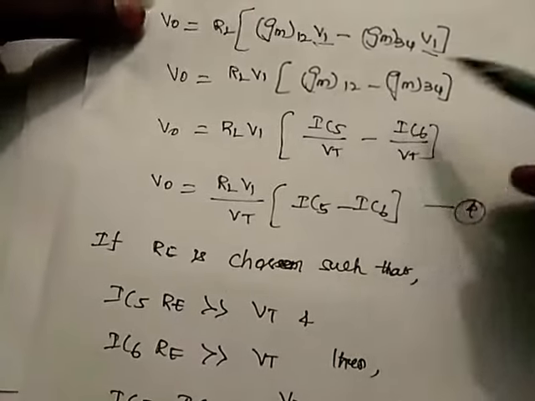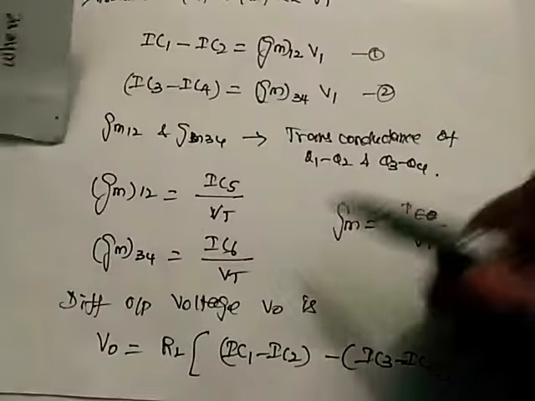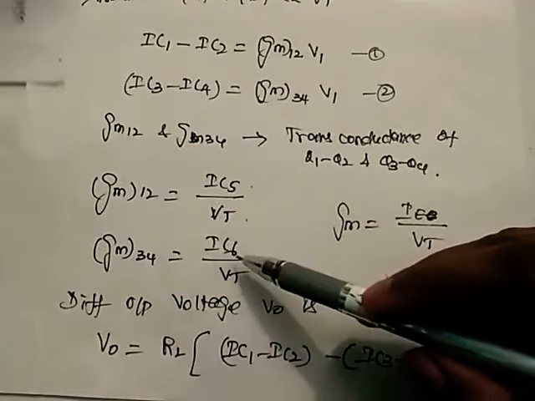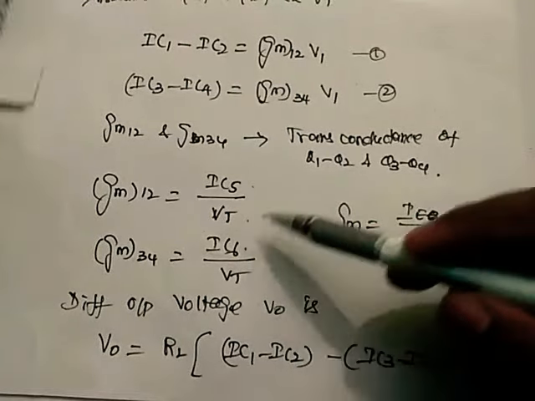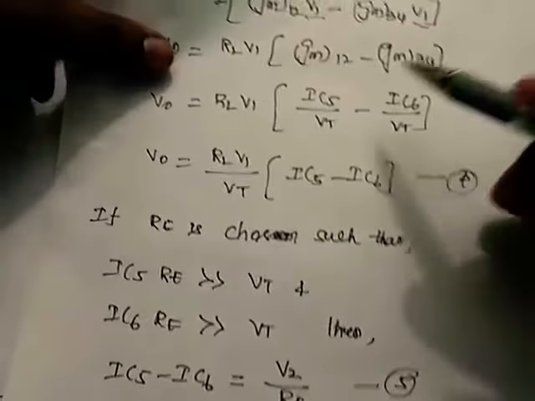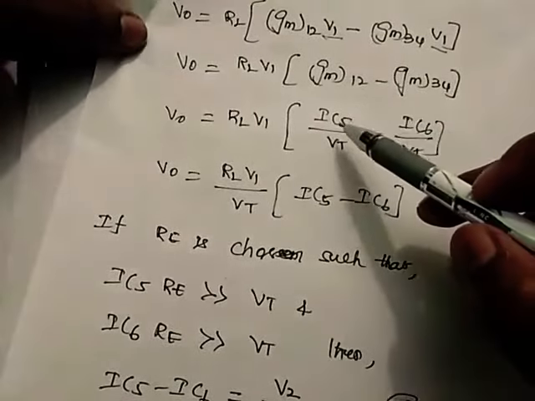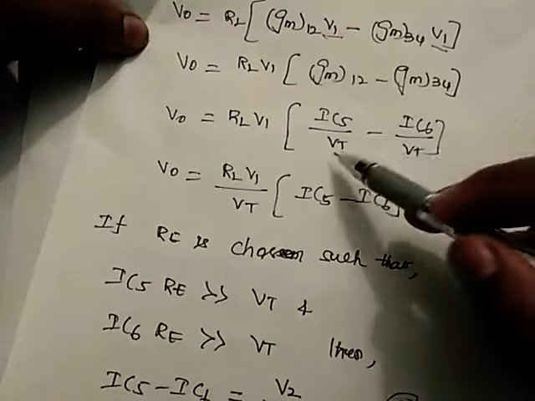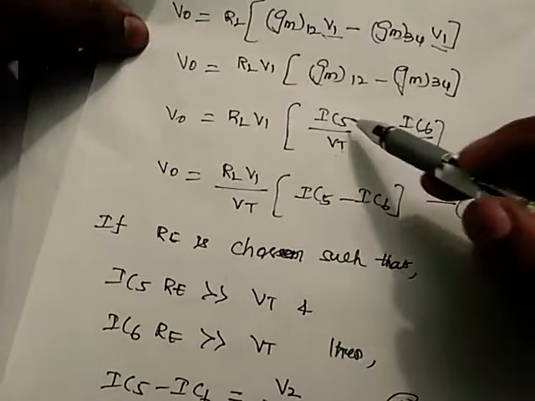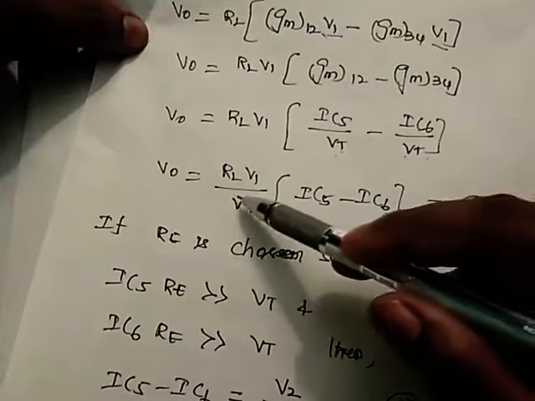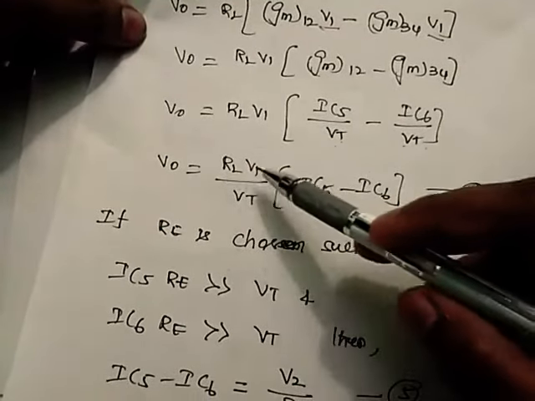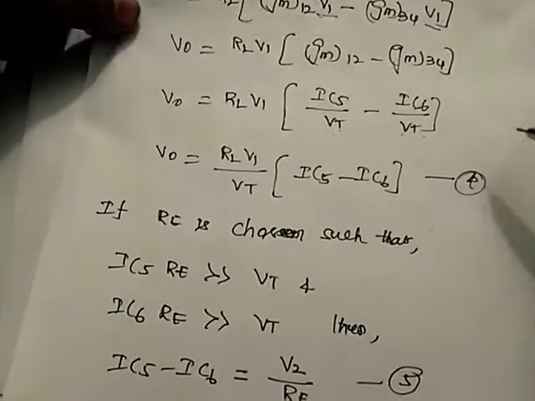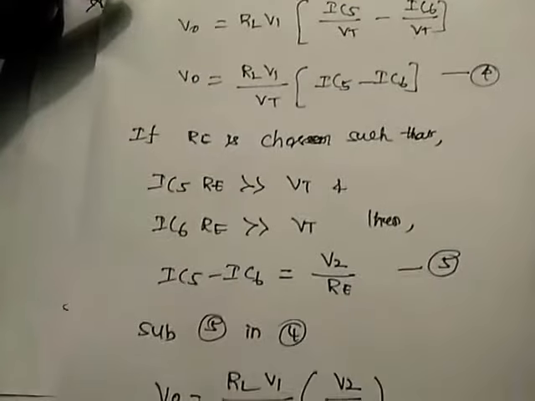We already know the GM12 value is IC5 divided by VT and the GM34 value is IC6 divided by VT. Substituting in this equation, we get IC5 divided by VT minus IC6 divided by VT. VT is common, so we can write it as IC5 minus IC6, the whole thing divided by VT. So V0 is equal to RL V1 divided by VT into (IC5 minus IC6). Take this as equation number 4.